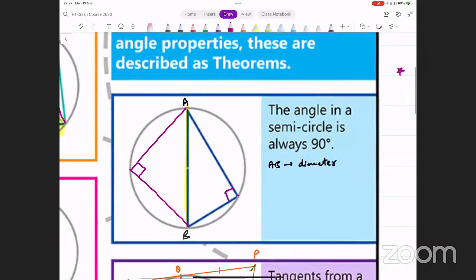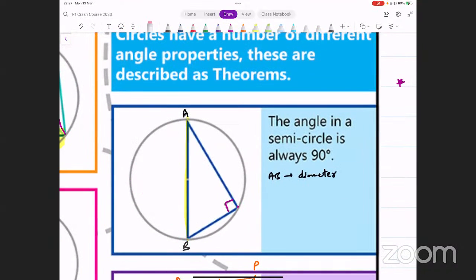And also, if you were to have another angle inside the circle like this, let's call this angle alpha. Alpha is going to be greater than 90 degrees. So if the endpoints of the diameter are making an angle inside the circle, this is going to be greater than 90 degrees.